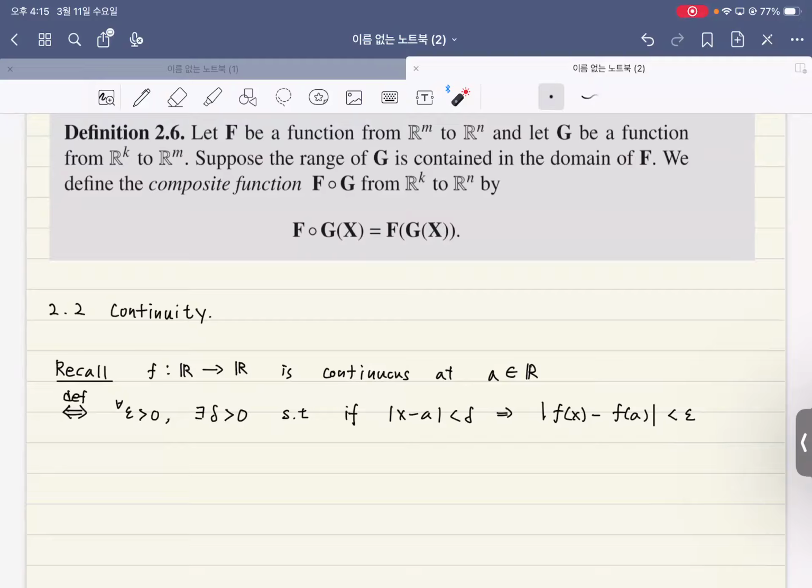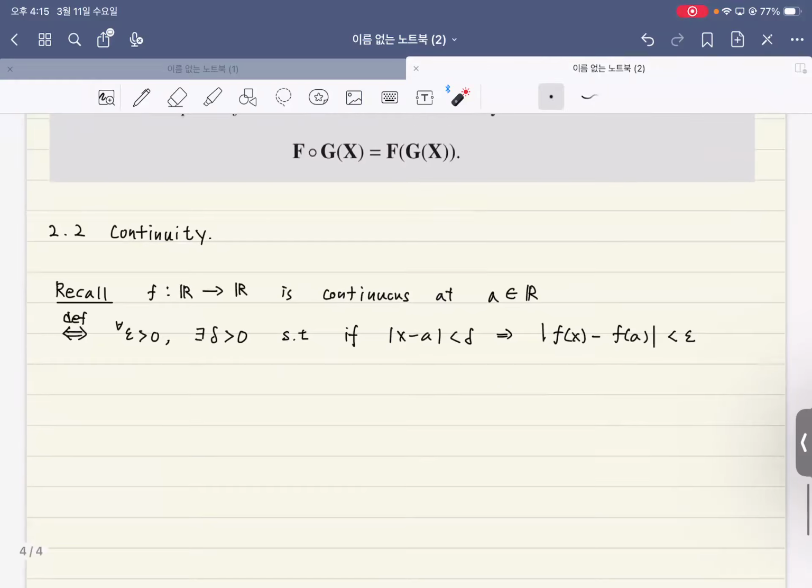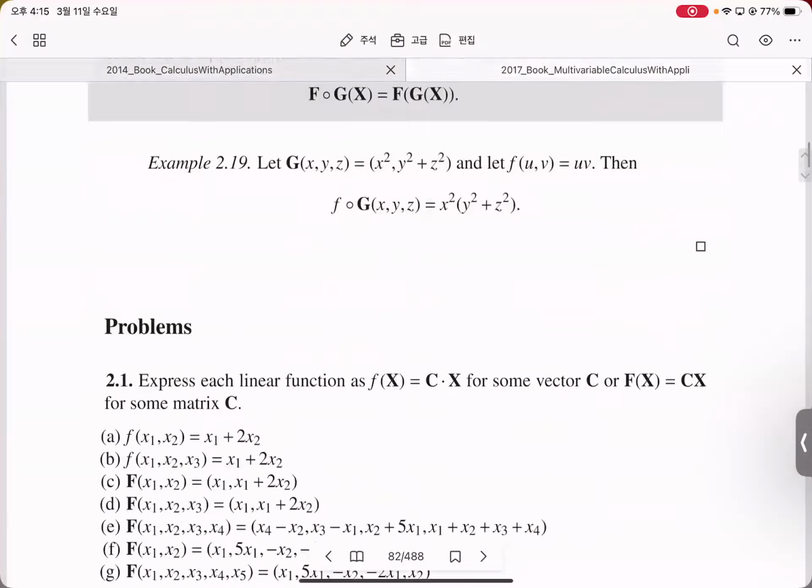Okay, now it's time to introduce the definition of continuity in multivariable calculus. It goes like this.